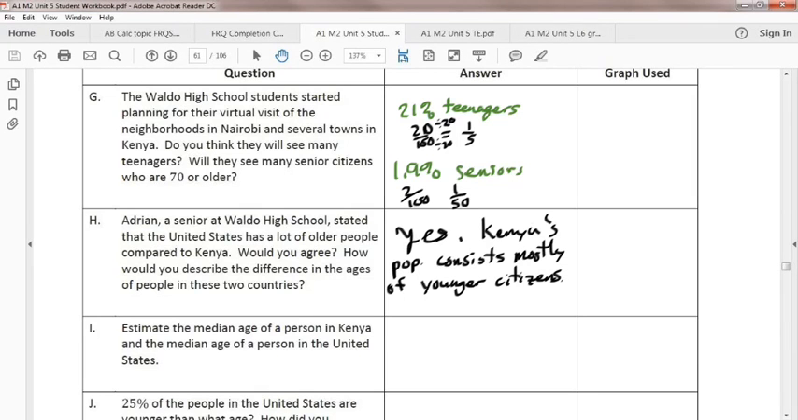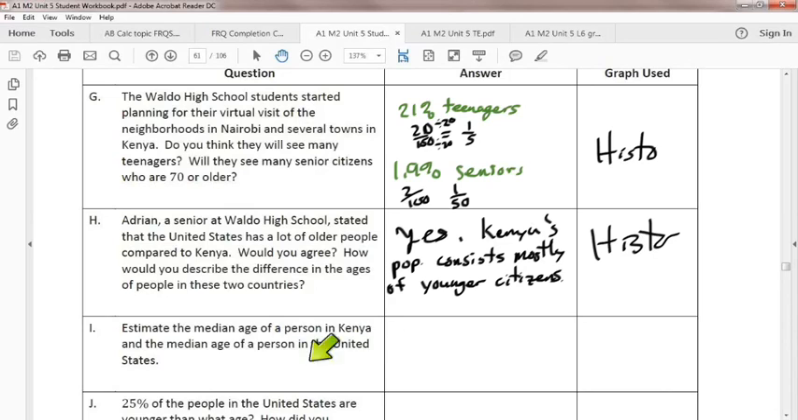Here I'm going to write that Kenya's population consists mostly of younger citizens. You could also, I don't have any more space, make a comment about how the United States has a greater population of older citizens than Kenya does. And both of these we used histograms. So I'll write histo right here.